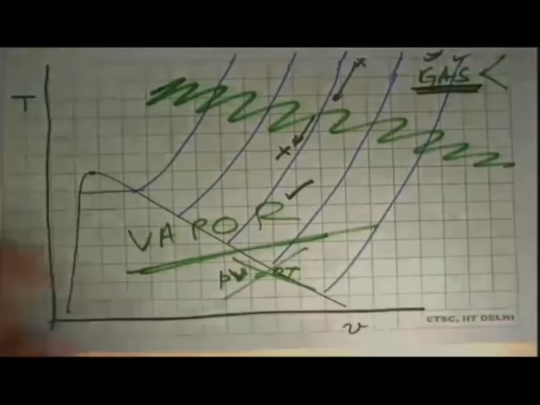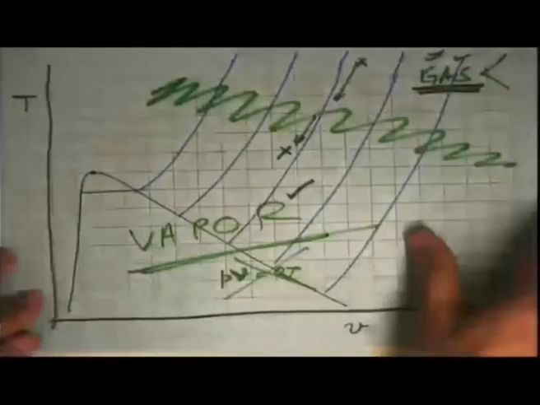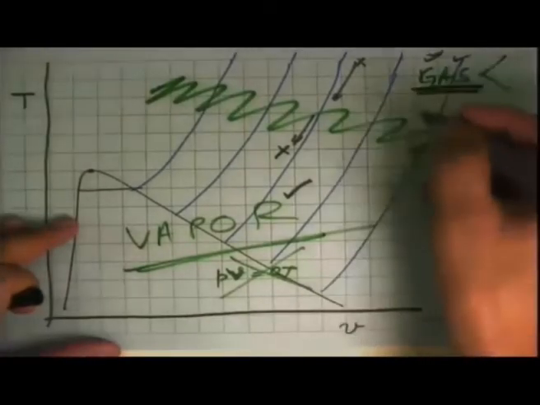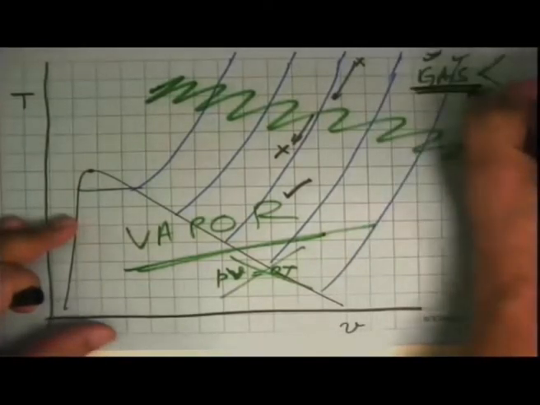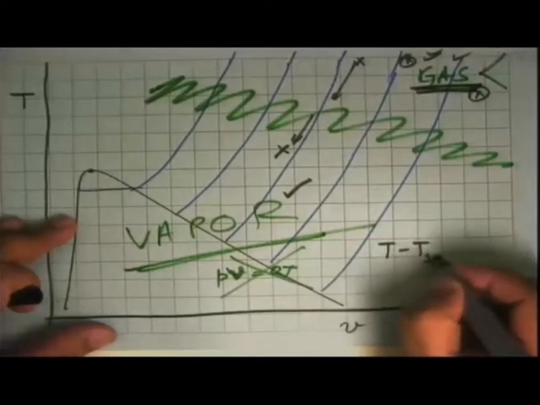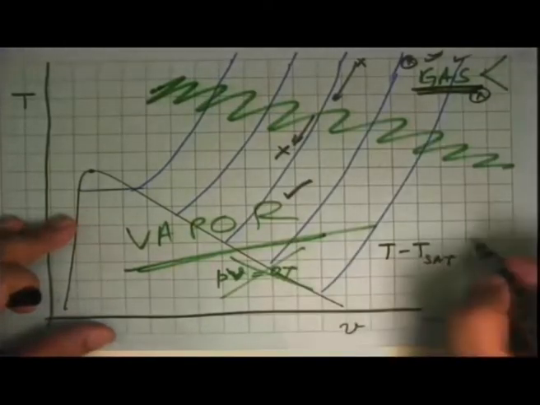Okay, so what we will now do is say, we have got the first idea of what something going to be like a gas is. And now we continue with this discussion and say, when on this diagram can I say that the substance has begun to behave like a gas? And that tells us that basically we are looking at temperatures in this range where T minus T saturation, or the degree of superheat, is large.